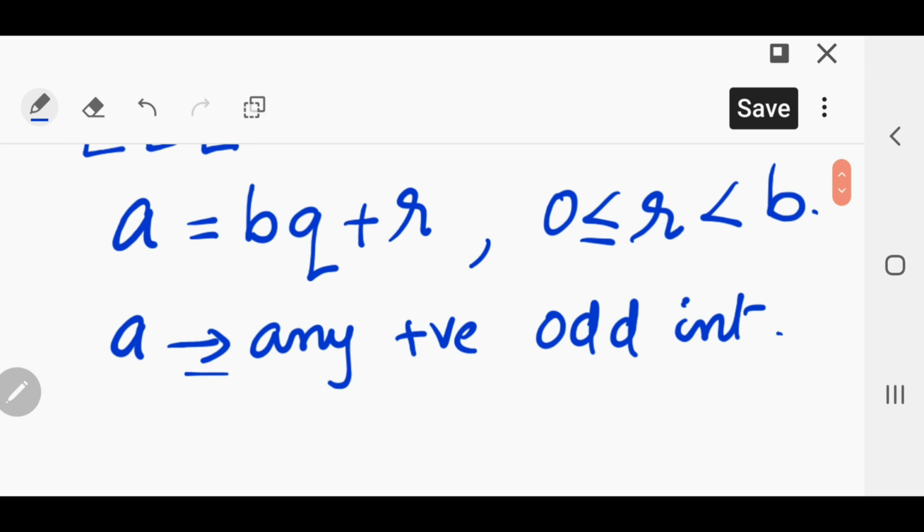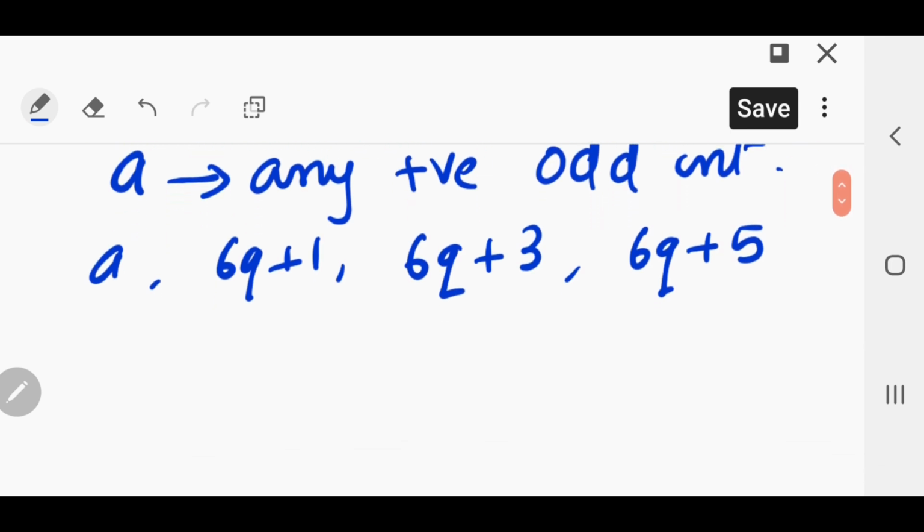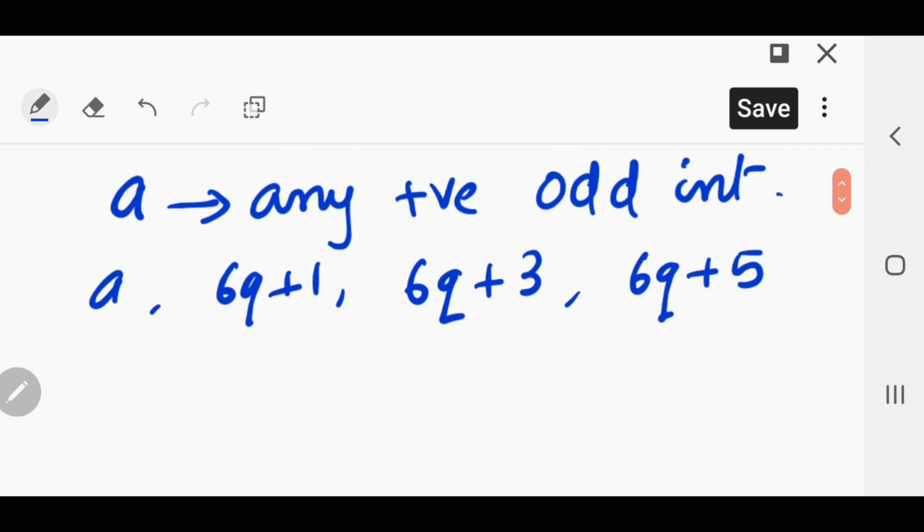So we have to prove that a, any positive odd integer, is of the form, that means a can be 6q plus 1, 6q plus 3 or 6q plus 5. So this we have to prove. So how to prove this? We have already assumed that a is any positive integer. Now let us take b as 6. Why do we take 6? Because here it is in the bq plus r form, so just take b as 6.